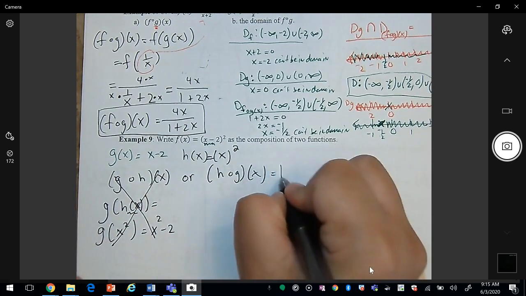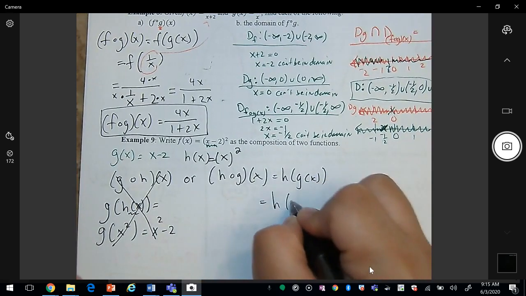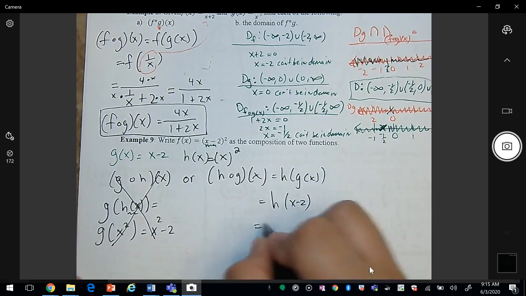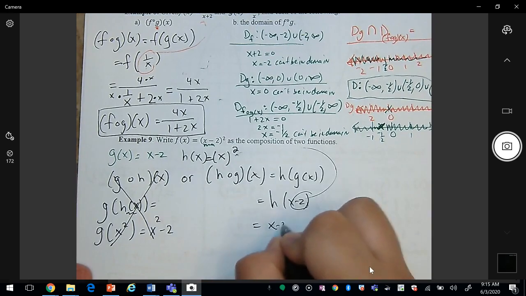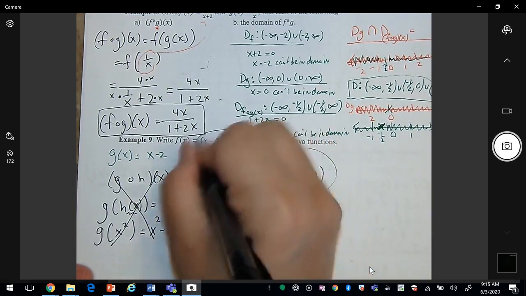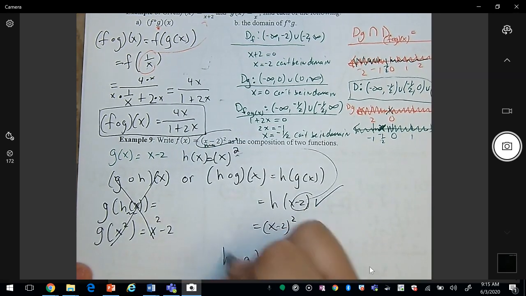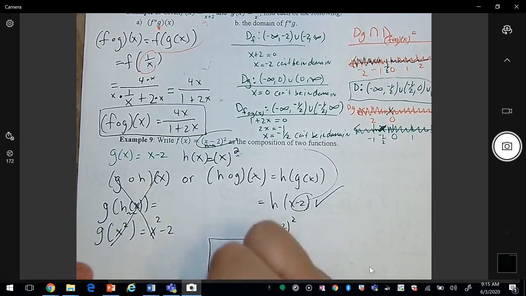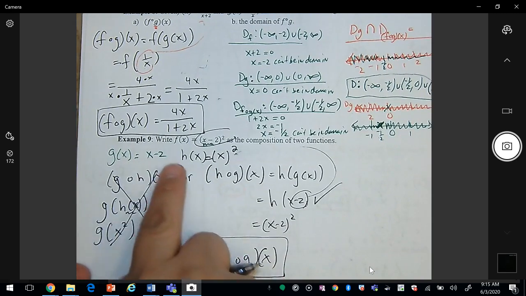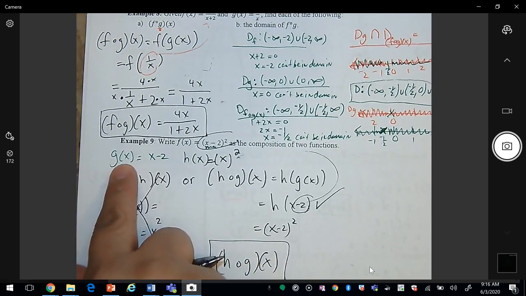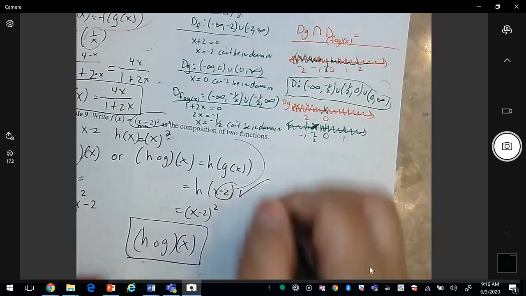And if I check this side, then this one should work. g of x is x minus 2, and if I plug this in for my x here, then I get (x minus 2) squared, and that is what we have as our answer. So my answer here is h of g of x, but the way we're separating this is this is a function g and this is a function h.